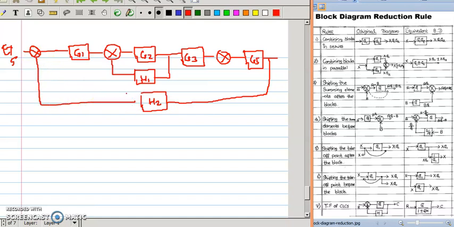Okay, again there is one more block available, that is G4, from here to this mixer. Okay, all are, this is positive, this is negative, and this is again negative. Let's start with the example.